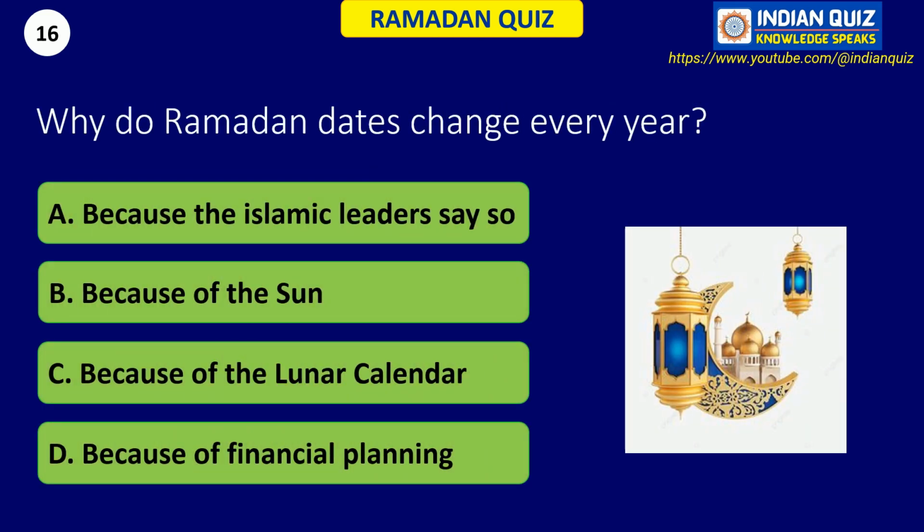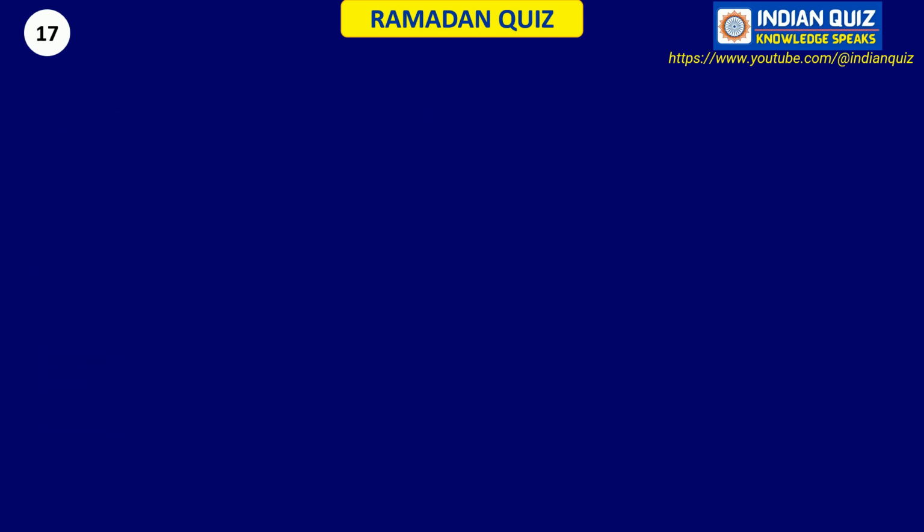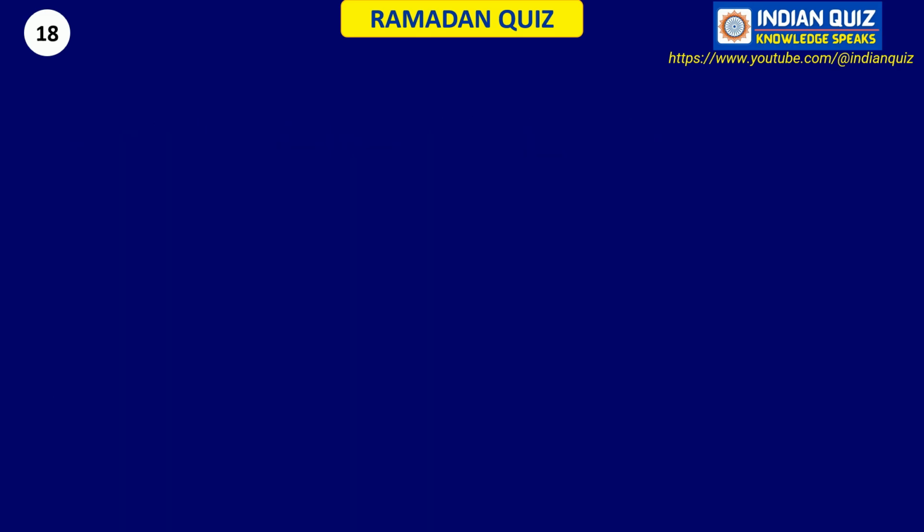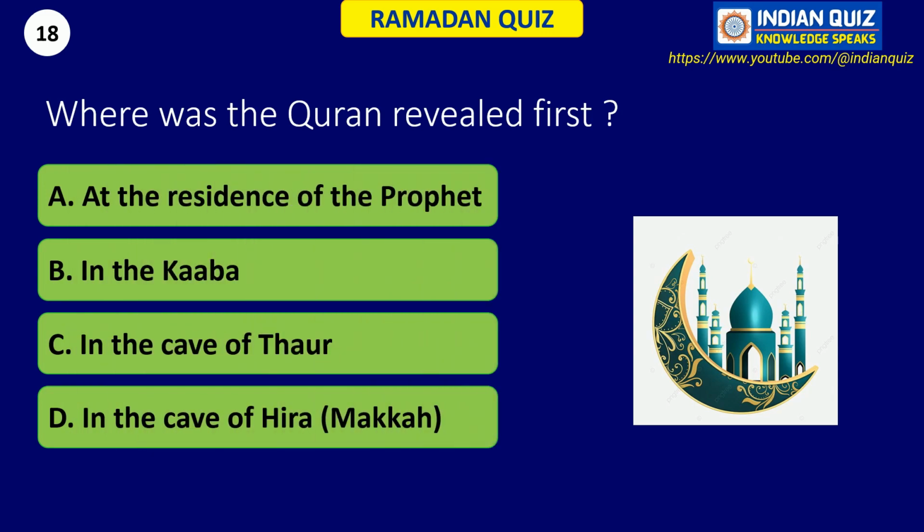Why do Ramadan dates change every year? Because of the lunar calendar. What is the first prayer of the day called? Fajr. Where was the Quran revealed first? In the cave of Hira, Mecca.